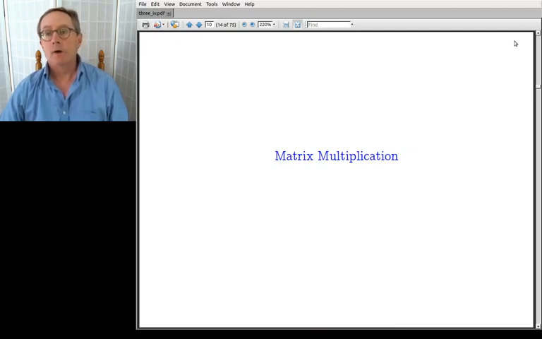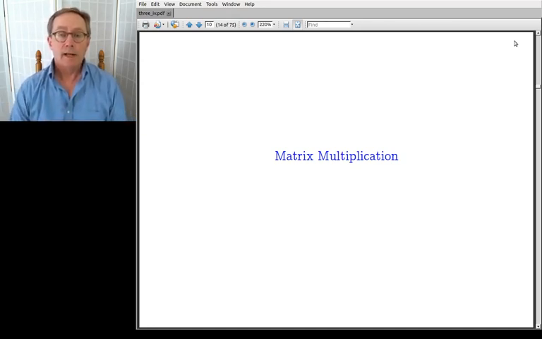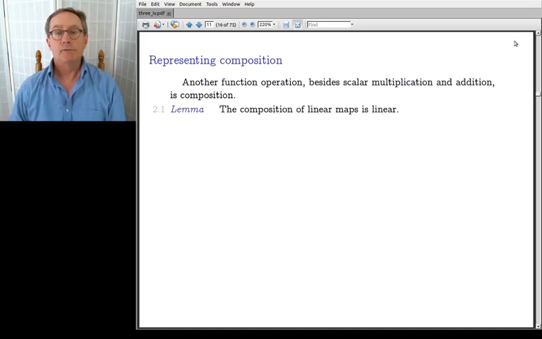We're talking about representing a function operation, namely the function operation of composition. We already did the function operation of multiplying by a scalar. We already did the function operation of adding two functions. The function operation we're going to do now is the composition of two functions. So if f is a linear function, g is a linear function, and it's legal to compose them, the domains and codomains match up, then how do you represent f composed with g? Another function operation besides scalar multiplication and addition is composition, and the composition of linear maps is linear.